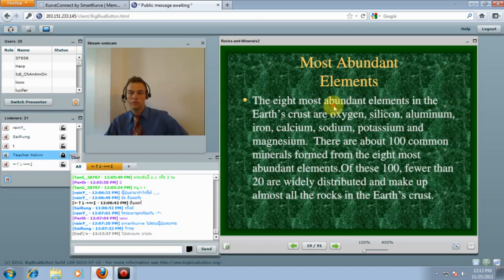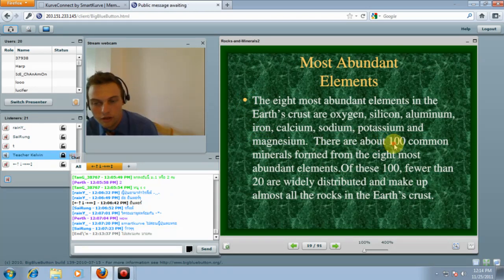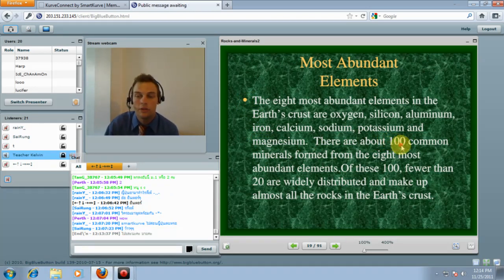This just talks about some of the most common elements. Out of 2,500 minerals, there are 1,000 that are common. 20 make up almost all the rocks in the Earth's crust. So oxygen in some form, silicon, aluminum, iron, calcium, sodium, potassium, and magnesium.